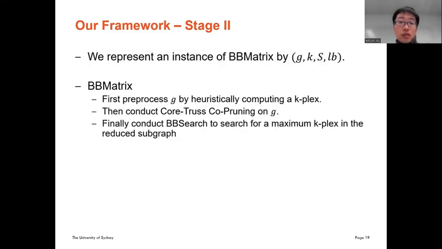So if we represent an instance of BB matrix by G, K, S, LB, where G is the reduced subgraph, K is the parameter for k-plex, S is the currently found largest k-plex, and LB is the lower bound. Then the BB matrix algorithm will first preprocess G by heuristically computing a k-plex. Then it will conduct the contrast co-pruning on G. And finally, it will conduct the BB search to search for a maximum k-plex in the reduced subgraph.